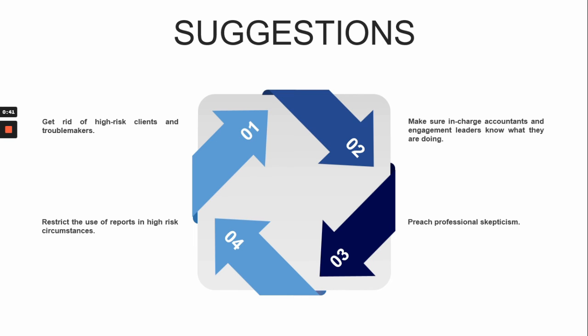Next will be to make sure the in-charge accountant and engagement leader know what they are doing. Due to employee turnover, business growth, or other reasons, staff personnel are frequently promoted to these leadership positions without adequate experience and training. The strongest defense against the likelihood of performing substandard work is the knowledge and experience of the in-charge accountant and other engagement leaders. Training investment is the best malpractice insurance.